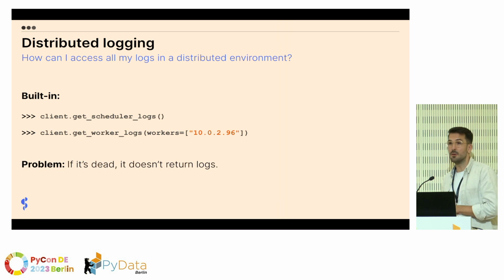One way is already built into Dask, and that is that you can ask the client, for example, to get you some of the scheduler logs. You can also ask it to get the worker logs, or even just specific worker logs if you know that already something happened just on this particular machine.